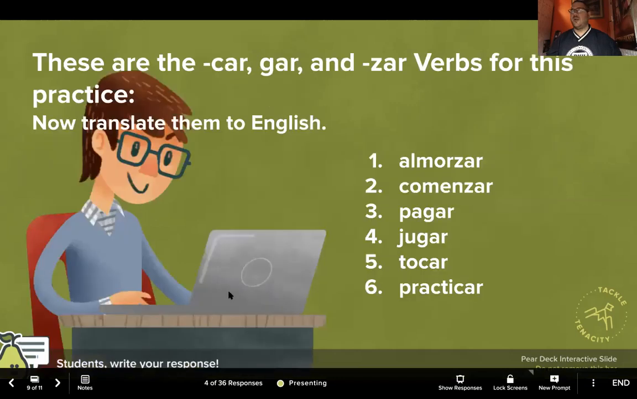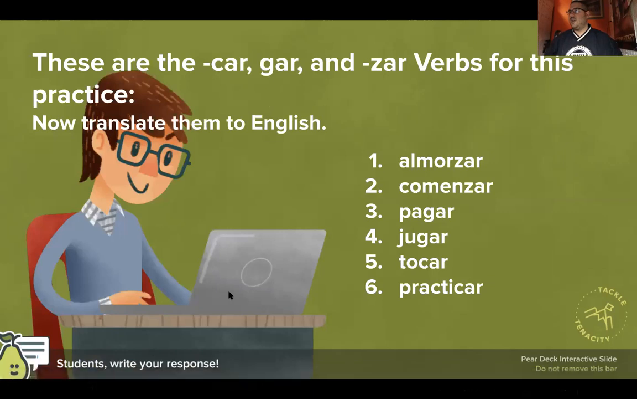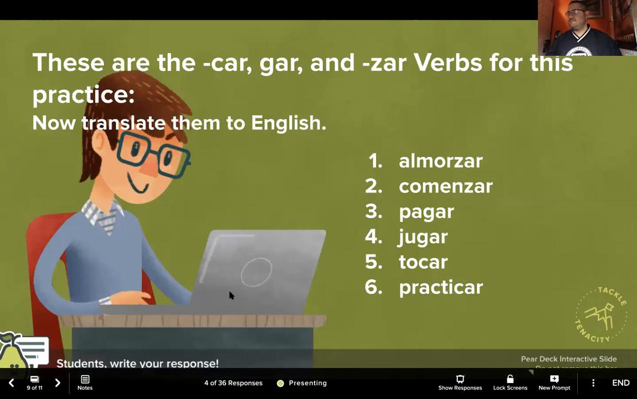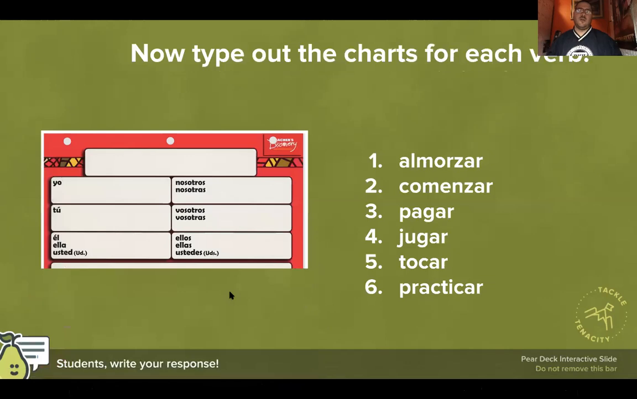Thank you for coming back. These are the six words we're going to use to practice these. Tell me what they mean. Pause the video if you need time. Okay, now write out the charts for each of these verbs, remembering that the yo form only gets the spelling change.